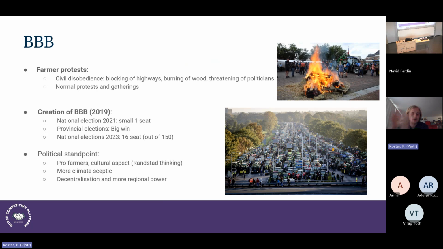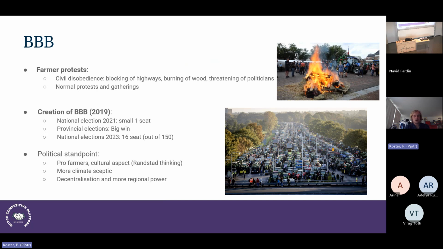They also use this as a cultural aspect, a populist standpoint, in the idea of Randstad thinking, or big city thinking, the Randstad being the biggest cities in the Netherlands, which form a circle. This would be Rotterdam, The Hague, Amsterdam, Utrecht, all of those. And they say, but we are the actual people who are living outside of that. We are the normal people, the backbone of our country. The important thing here is that they're also a bit more climate skeptic. They're not outwardly skeptic, but they are more so. And they also want more decentralization and regional power.